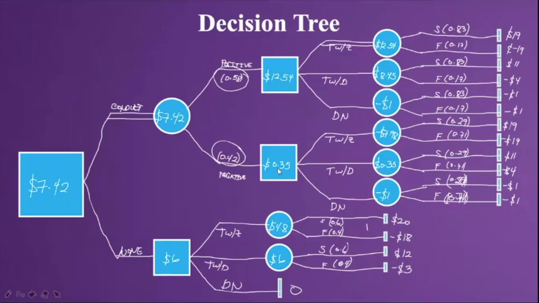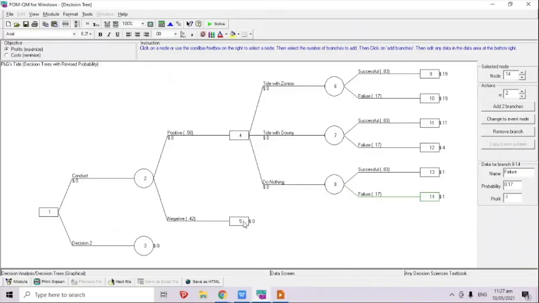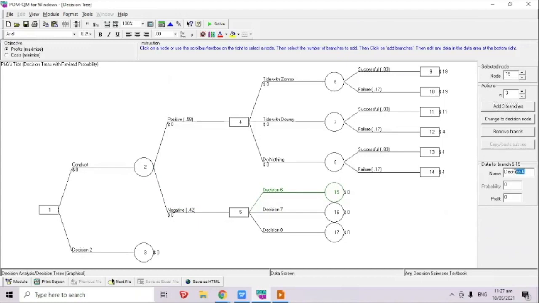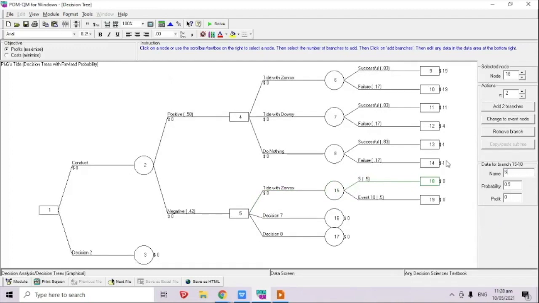So, next, under ng negative tayo. Under ng negative, we have 3 nodes ulit for the tied with zone rocks, tied with downy, and do nothing. So, meaning to say, we're going to add branch dito sa node na to. Tatlo. Add. Okay, so for the first one, we have tied with zone rocks. And just the same with the above one, branch ulit natin ito into 2. So, lower down natin. Add 2 branches for successful and failure.